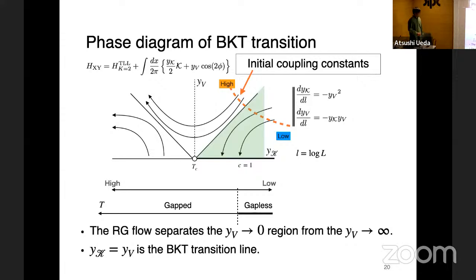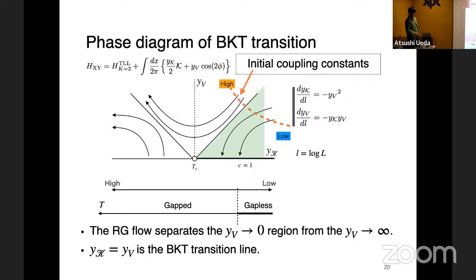So just to review, for the initial coupling of the lattice models, let's assume we start from this orange line. And then you increase the system size. For the low temperature phase, you go into the fixed line, the c equals one Gaussian fixed point, but for a higher temperature, you just go away. So there is a boundary between the two phases, which is called the BKT line.